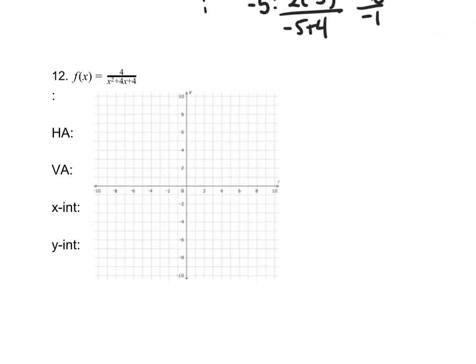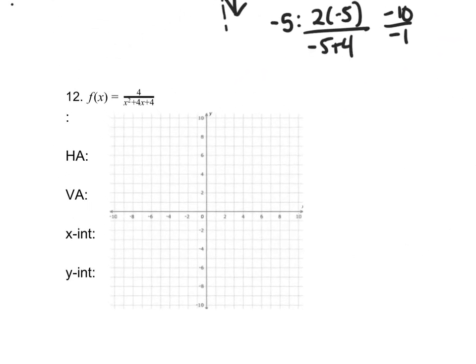Coming over to number 12, we're going to factor that bottom first. So it's 4 over x plus 2 and x plus 2. So my horizontal asymptote, top is less than the bottom, so y equals 0. My vertical asymptote is at negative 2. My x-intercept, there's no way to set the top equal to 0. And then my y-intercept, when I fill in 0 for x, I get 4 over 4, which is 1.